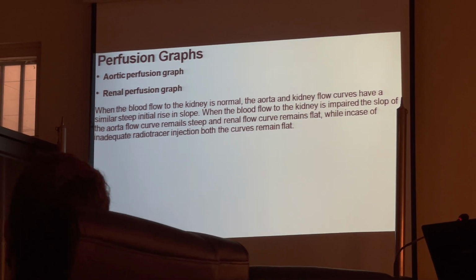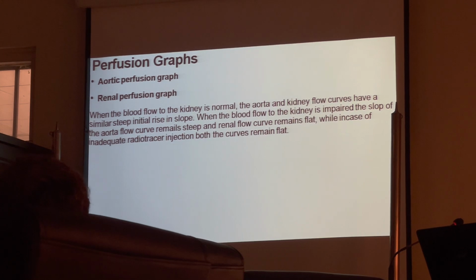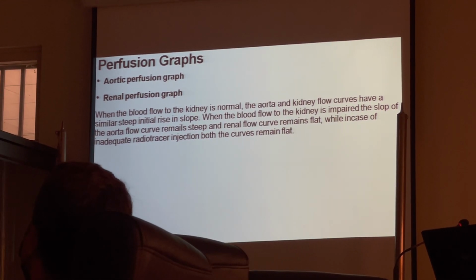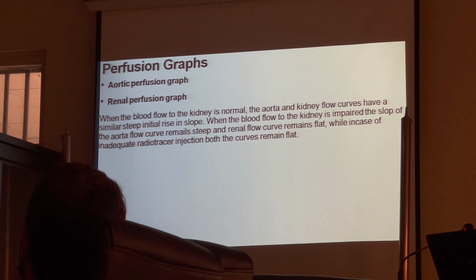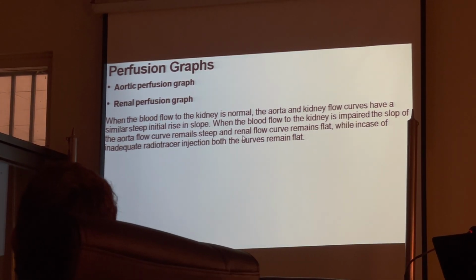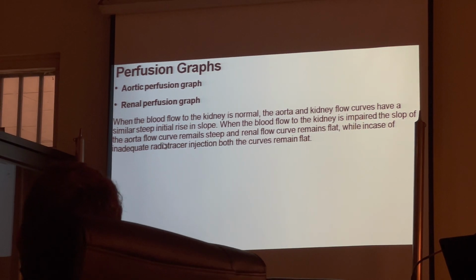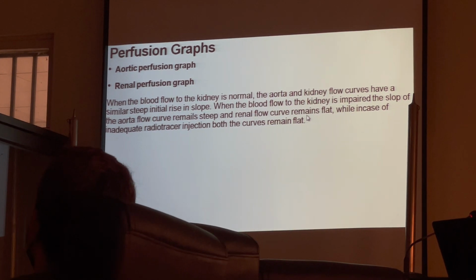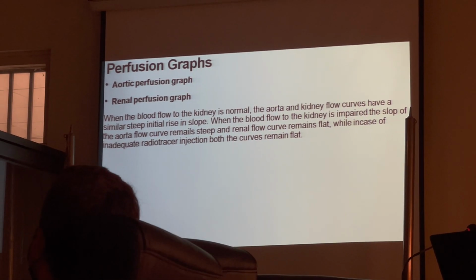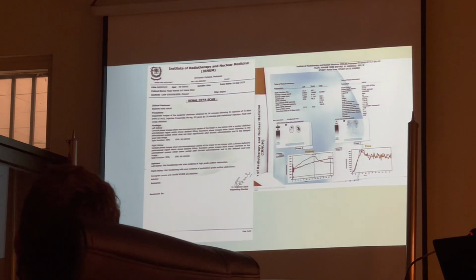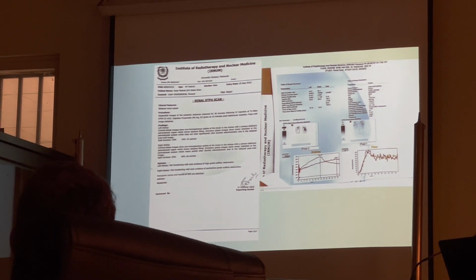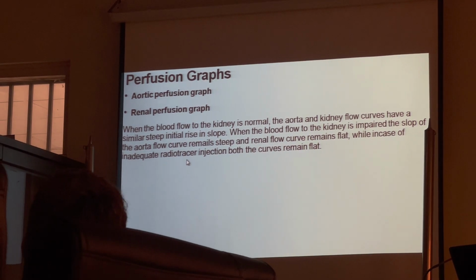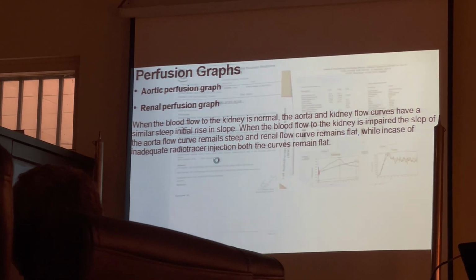When the blood flow to the kidneys is normal, the aorta and kidney flow curves have a similar steep initial rise. Both will have a similar shape and similar rise. When the blood flow to the kidney is impaired, the slope of the aorta flow curve remains steep and the renal flow curve remains flat. The curve of the renal blood flow will not follow the aortic curve. While in case of inadequate radiotracer injection, both the curves will remain flat.